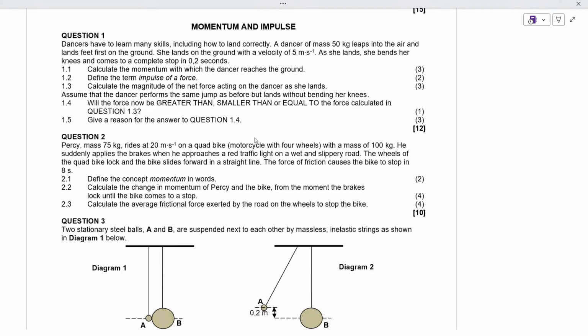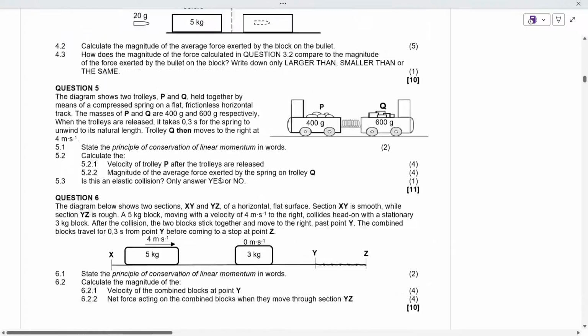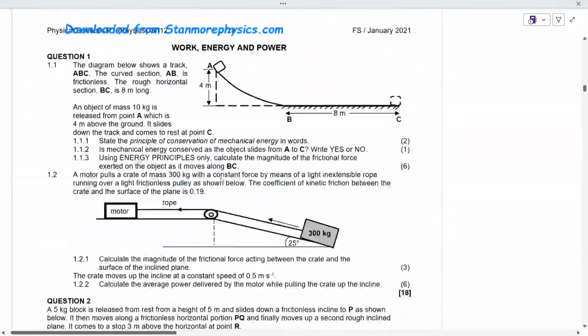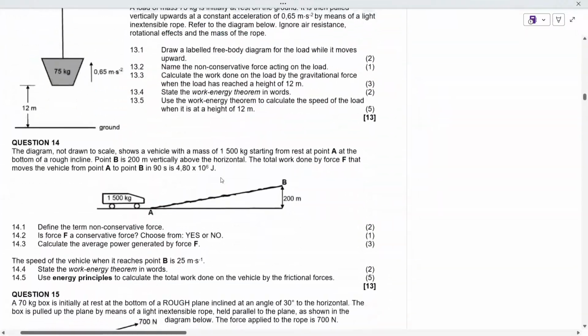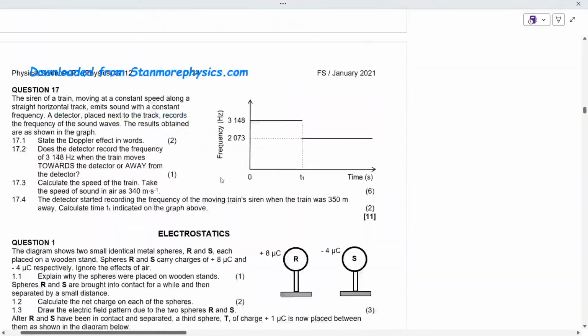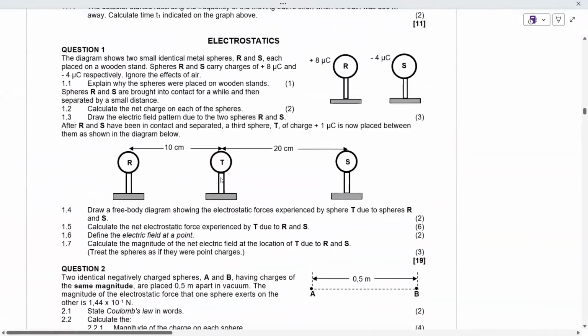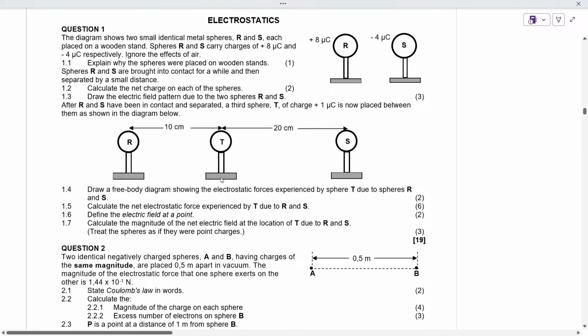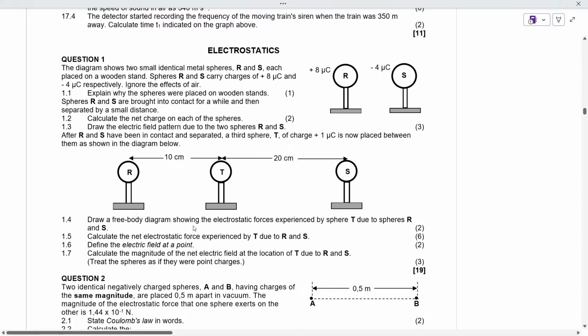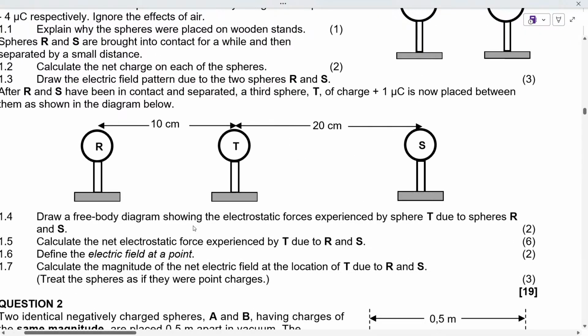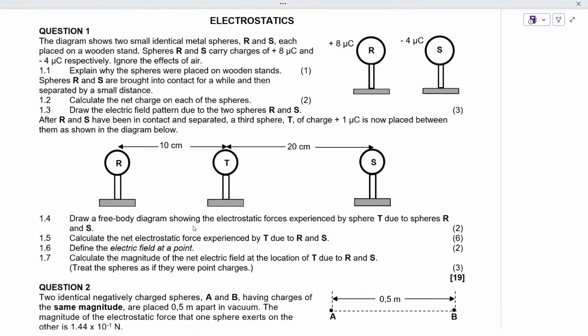I'm talking about the charges. Oh, this is momentum? It just looks similar. There's something like that in momentum, but yes, it is electrostatics. Which one do you want us to do? The first one, question 1. Okay, may you read the information? I cannot see. Oh, sorry.